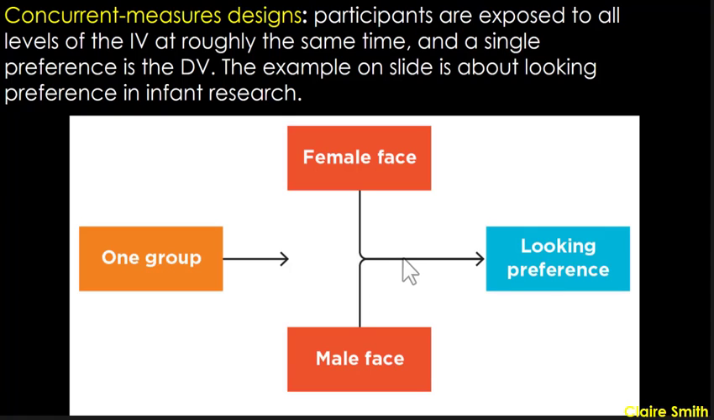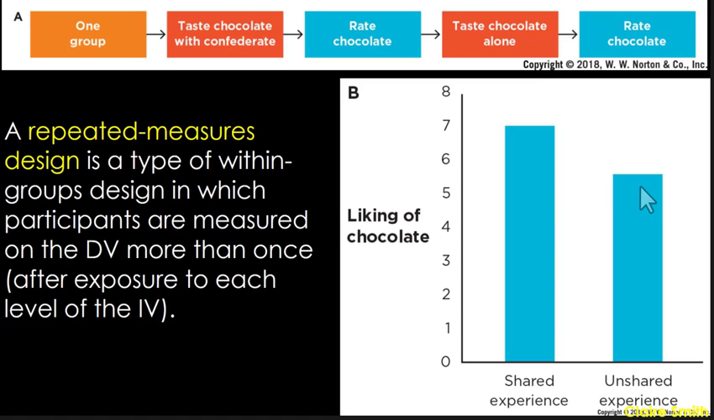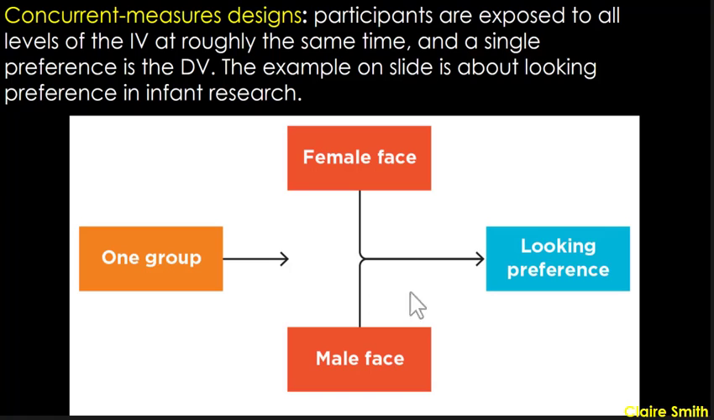So you're not showing the baby the female face first and telling them to rate it, and then the male face and then rate it again. That would be the repeated measure design if you're showing one thing after another. But if you show both at the same time and look for preference, that's concurrent measure design. Okay, does that make sense? Any questions so far? No? Okay, good job. All right.